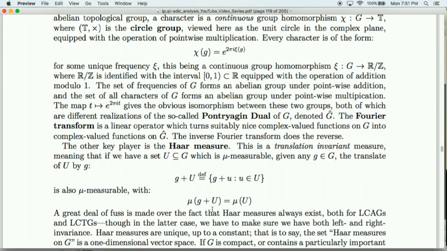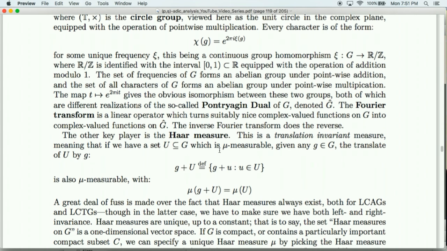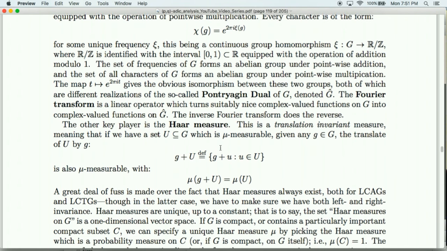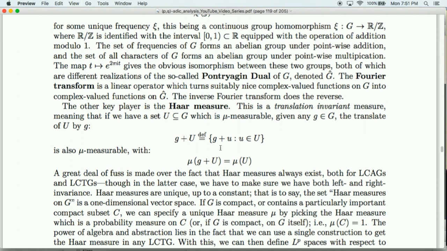In harmonic analysis, you make a great deal of a fuss about the fact that Haar measures always exist in both the abelian and non-abelian cases. There's even, I believe from Springer, in their graduate series of mathematics, a wonderful book called The Joy of Haar Measures. They're fun. And it turns out that Haar measures are unique up to some constant. That is to say, Haar measures on G form a one-dimensional vector space. If G is compact, and if it contains a particularly important compact subset C, we can specify a unique Haar measure mu by picking mu so that it is a probability measure on C, so that mu of C equals 1.